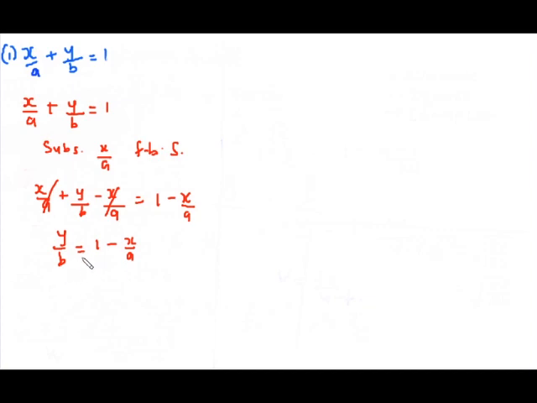Now I could divide both sides by b. I prefer to take the LCM of this part, so I'd have a uniform LCM, just one LCM on both sides. So it will be y over b equals the LCM of a and 1 is a. So a divided by 1 is a times 1, which is a minus x.